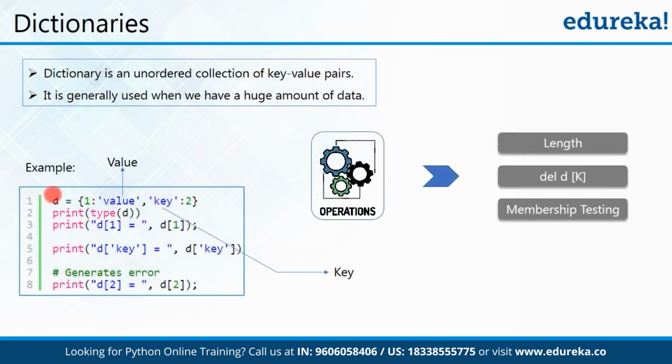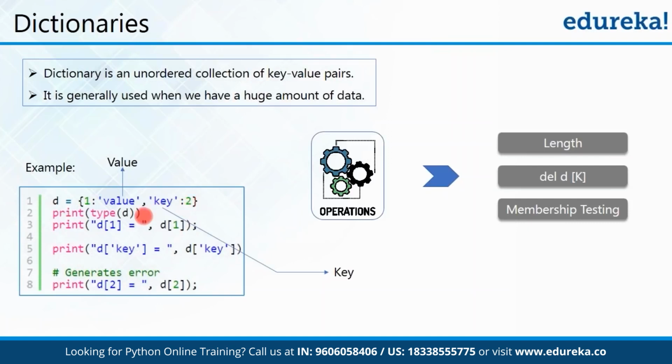So over here we have a dictionary D, and inside that dictionary we have a key here that is 1, colon, the value that is assigned to this particular key, and that is nothing but a string, that is value. Similarly, we have one more key, and that key is actually key only, which is a string type, colon, the value assigned to it is an integer, that is 2. So basically it is a key value pair, and you enclose all of these within curly braces.